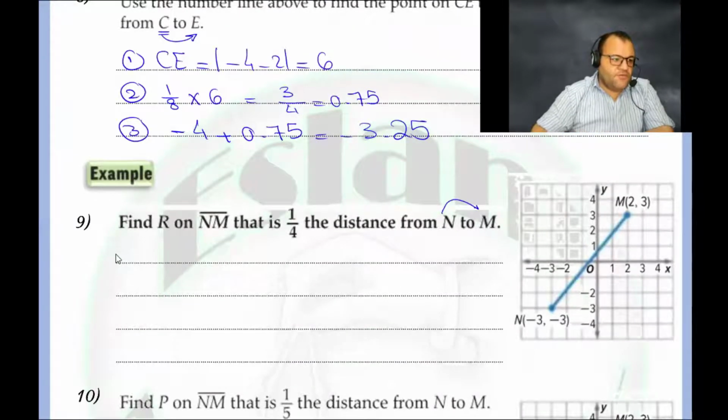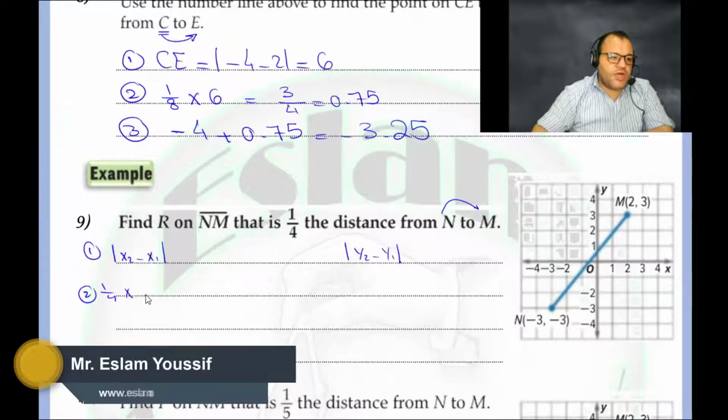For X, find the distance: X2 minus X1. And the same for Y2 minus Y1. Then multiply by 1 over 4. So that's the first step. Number 2, multiply 1 over 4 times the answer that you found from here.